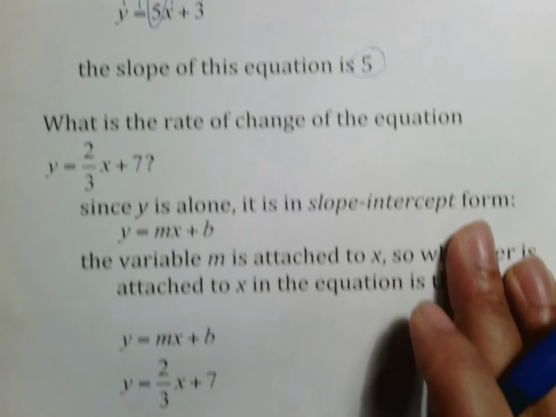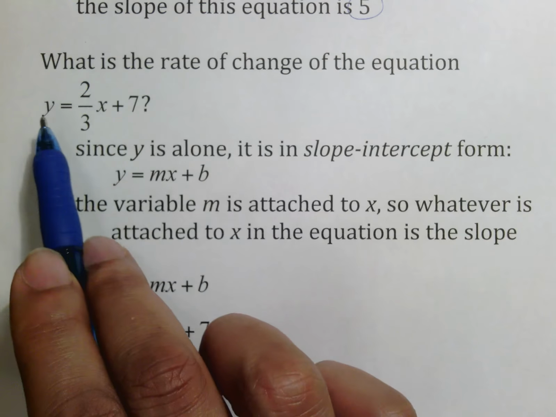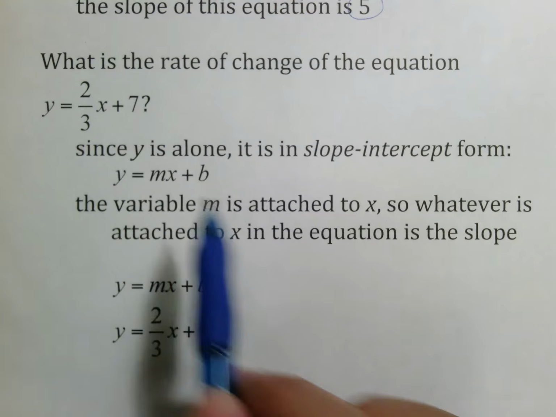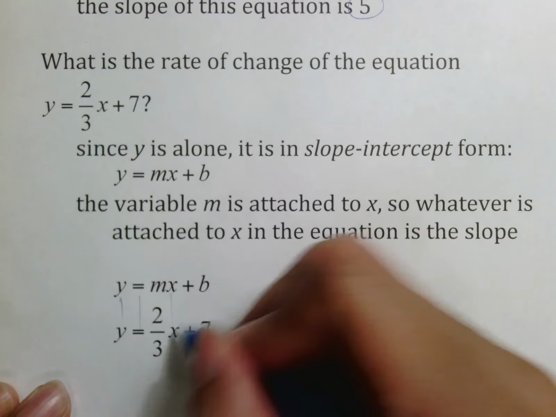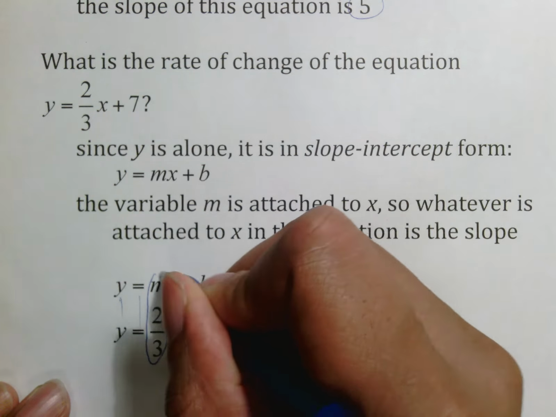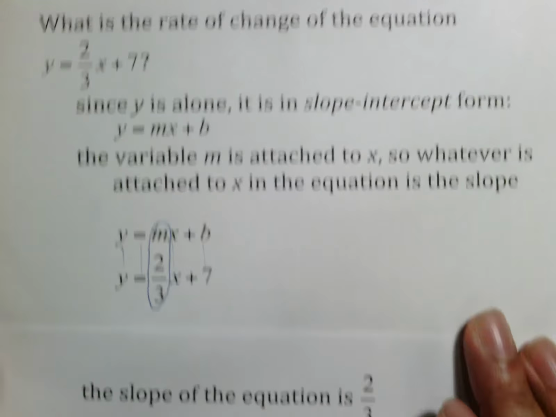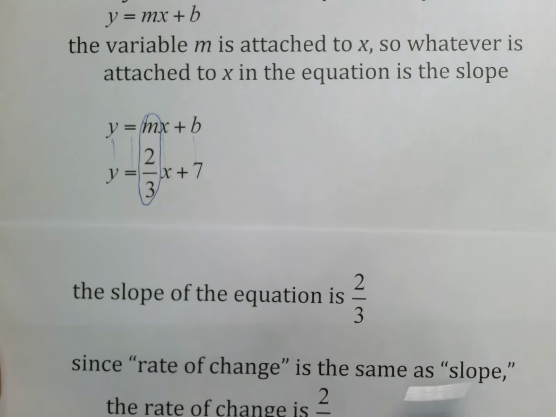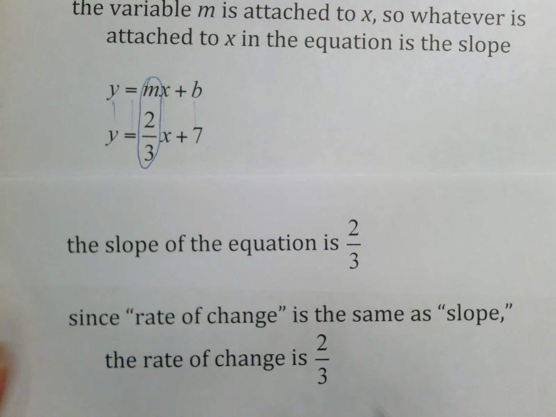What is the rate of change of the equation y equals 2/3 x plus 7? Again, y is alone, notice, so this is slope-intercept form. m represents slope. We look to see, again, y is here, equals here, x and b is here, so it means that the number that's replacing m is 2/3, and because of this we know that the slope of this has to be 2/3, and we know that slope is the same as rate of change, which means that rate of change is also 2/3.